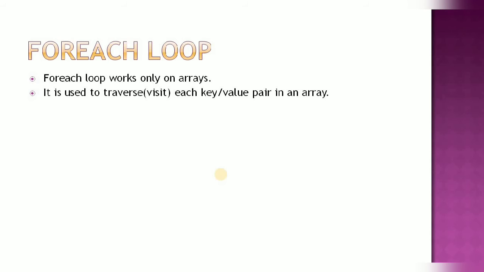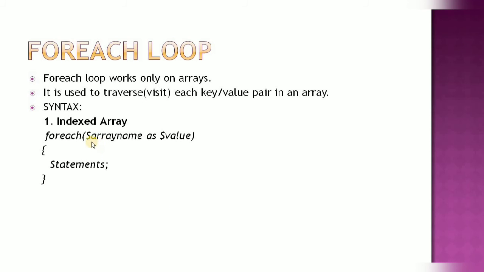If I want to go and see each and every value, at that time I am going to use the foreach loop. The syntax, first we will see it for index array. foreach, then in brackets we have the array name, $array name as $value, and then curly brackets, statements, and closing of curly brackets. This is for index array. Let us see an example for this.